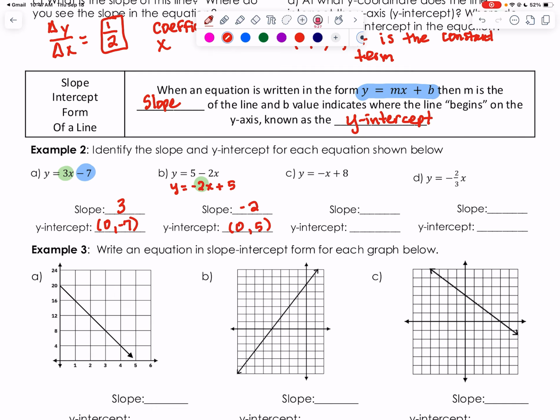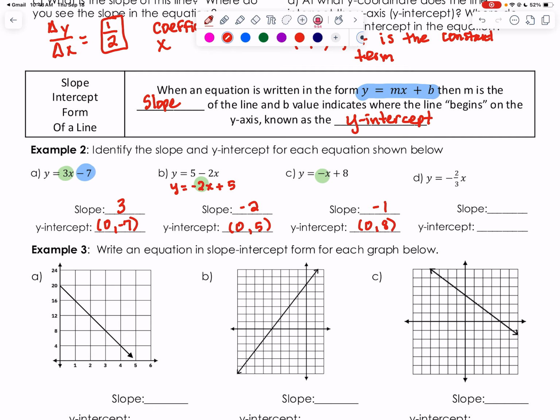All right, problem C. We have another equation written in slope-intercept form. y equals -x plus 8. So our coefficient of x here is the number that's attached to the x, and in this problem that would be -1. And our y-intercept, (0, 8).